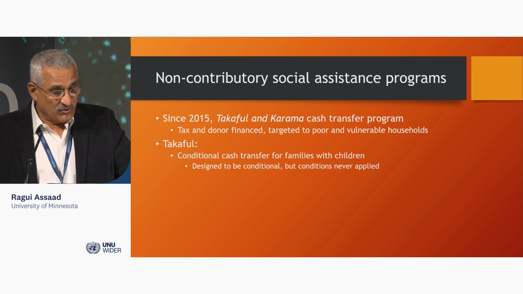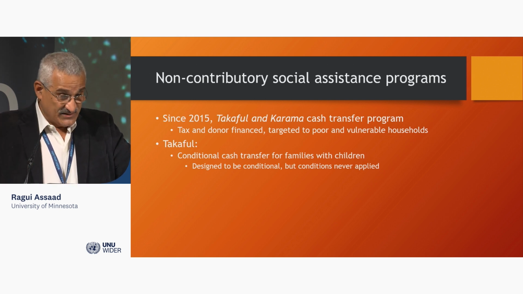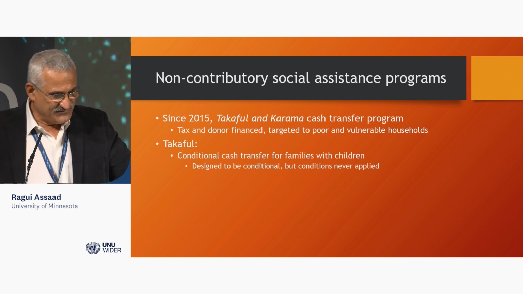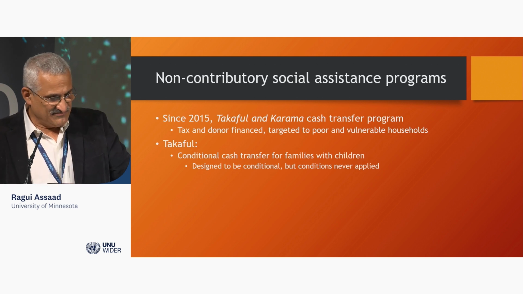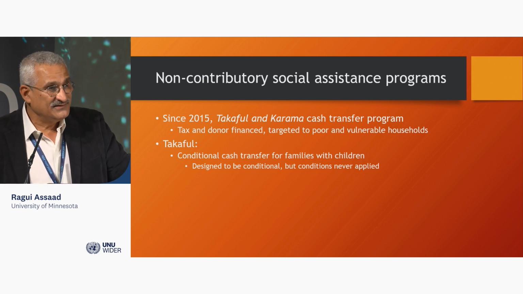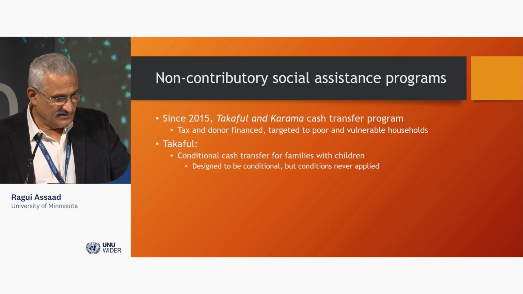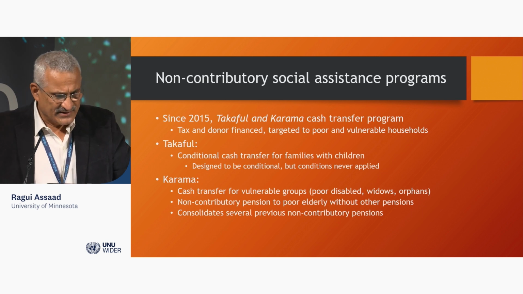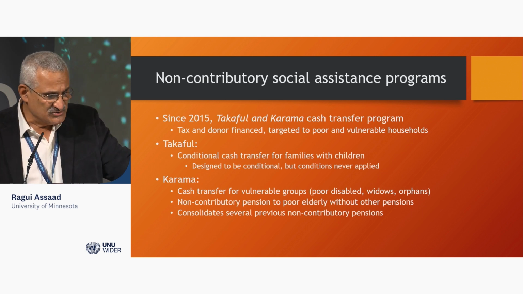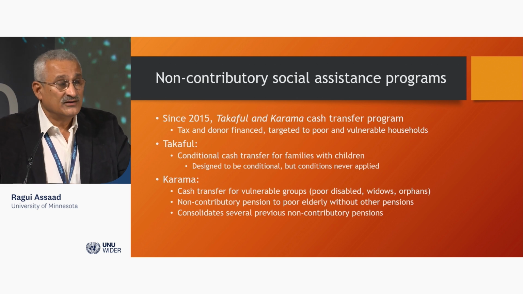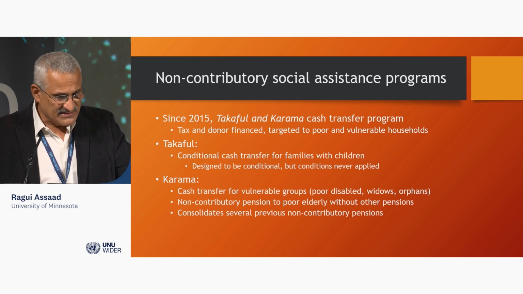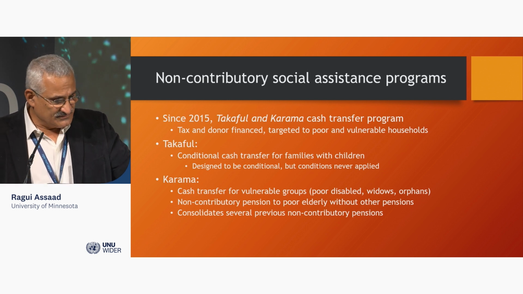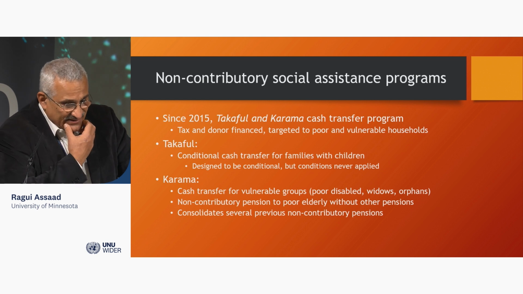The Takaful part is for families with children, and it's supposed to be conditional on children's attendance in school and taking the children to health centers, etc. But even though the conditions have been designed into it, they have never been applied. So it's really effectively an unconditional cash transfer program. And then the Karama is for other vulnerable groups like the elderly poor, the disabled, widows, and orphans. It's really a consolidation of a bunch of previous pension programs and other assistance programs that existed before, consolidated under that particular scheme right now.